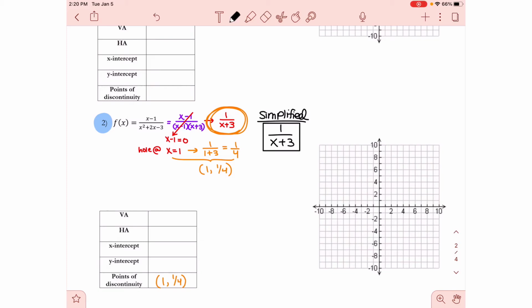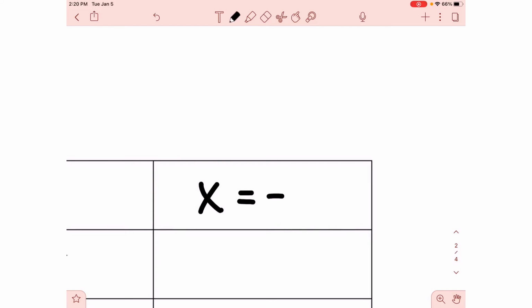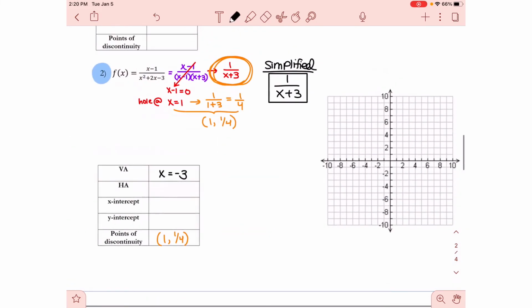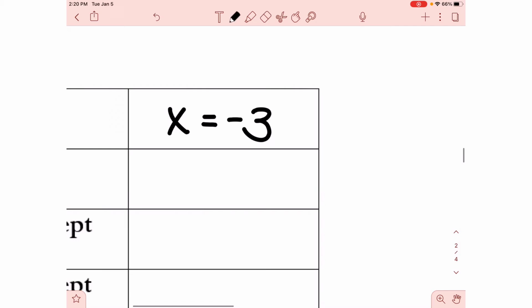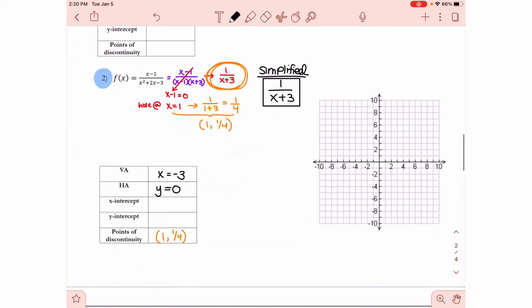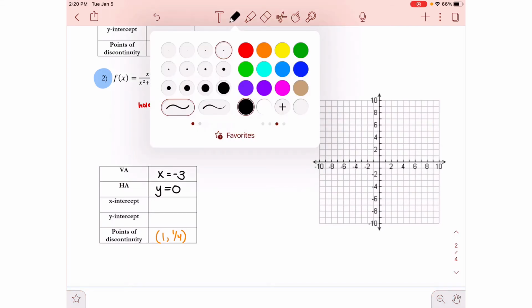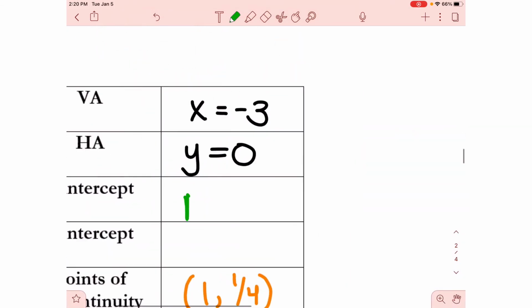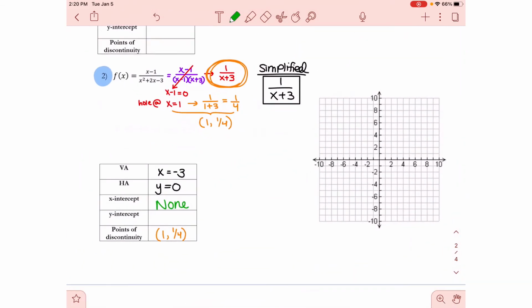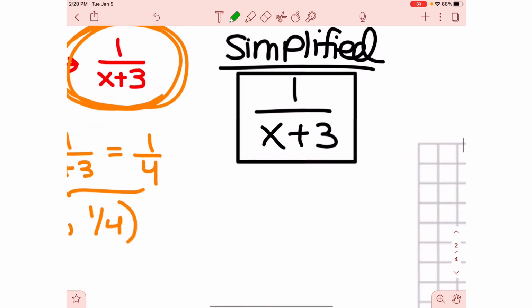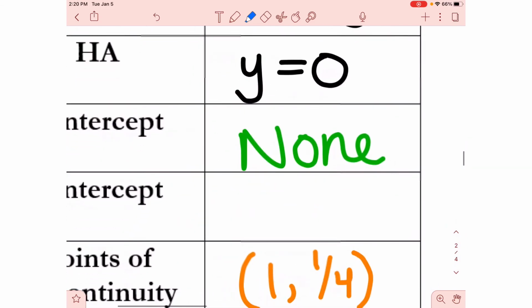All right, so the vertical asymptote from the simplified is going to be at -3. X equals -3. Horizontal, bigger on bottom, 0. X-intercept, y-intercept. X-intercept is top equals 0. Well, there's nothing on top. 1 does not equal 0, so there is no x-intercept, and the y-intercept, remember, is the ratio of the constants. So that's going to happen at 1/3. So the y-intercept is 0, 1/3.